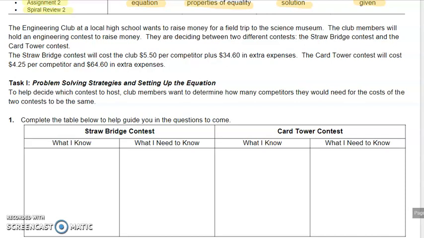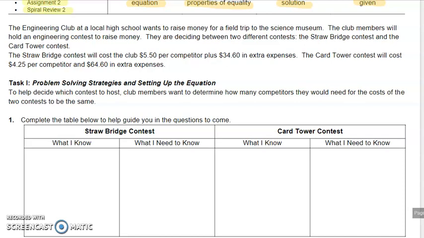It says the engineering club at a local high school wants to raise money for a field trip to the Science Museum. The club members will hold an engineering contest to raise money. They are deciding between two different contests, the Straw Bridge contest and the Card Tower contest. The Straw Bridge contest will cost the club $5.50 per competitor plus $34.60 in extra expenses. The Card Tower contest will cost $4.25 per competitor and $64.60 in extra expenses.